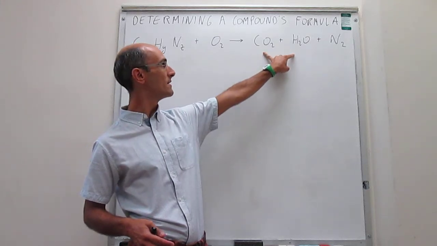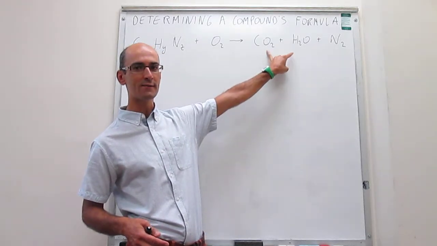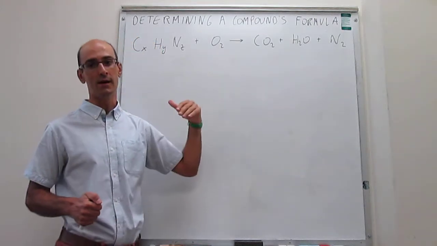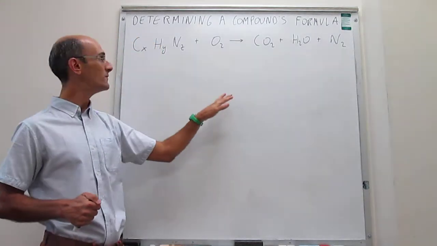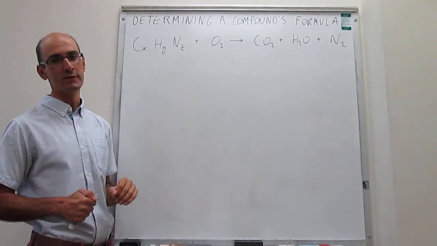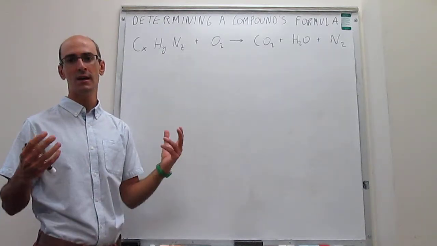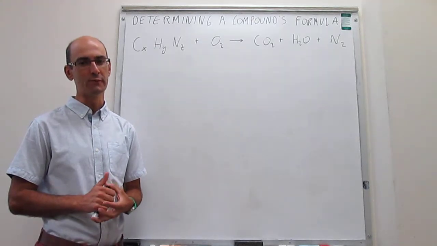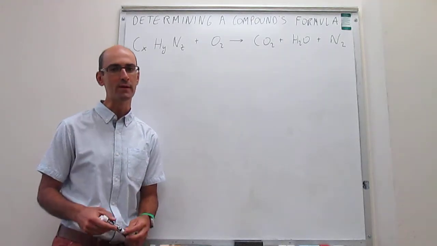By analyzing the mass of these products we can calculate the mass of carbon, hydrogen and nitrogen that we have, and by the law of mass conservation we can know the mass of each one of those elements in the reagents. We'll calculate the moles, and the moles will give us the coefficients that we're looking for in the formula. So let's actually do the numbers.